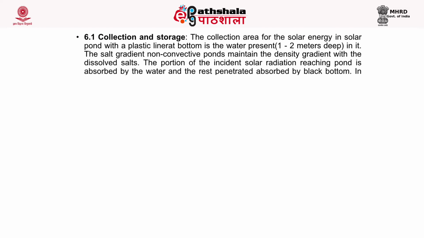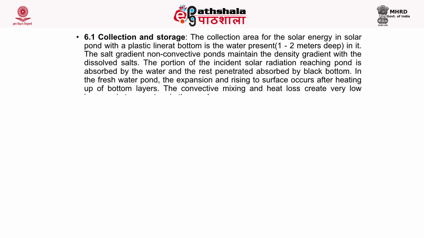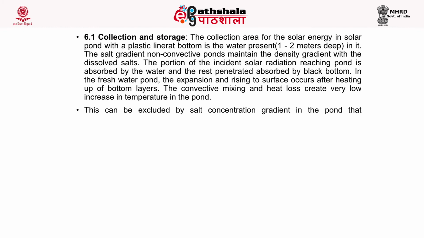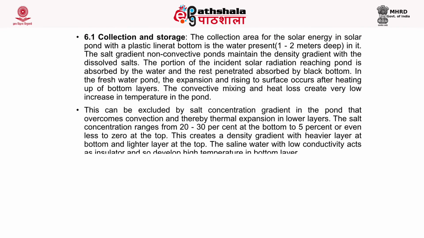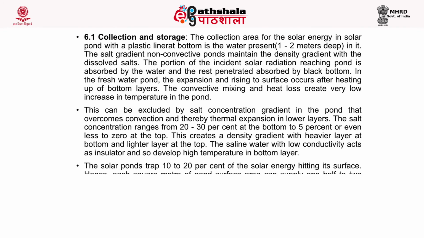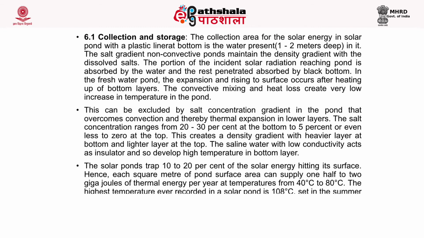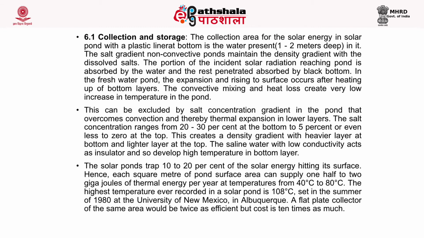Collection and storage. The collection area for the solar energy in a solar pond with a plastic liner at the bottom is the water present in it, that is the water in the 1 to 2 meter depth. The salt gradient non-convective ponds maintain the density gradient with the dissolved salts. The portion of the incident solar radiation reaching the pond is absorbed by the water and the rest, which penetrates, is absorbed by the black bottom.